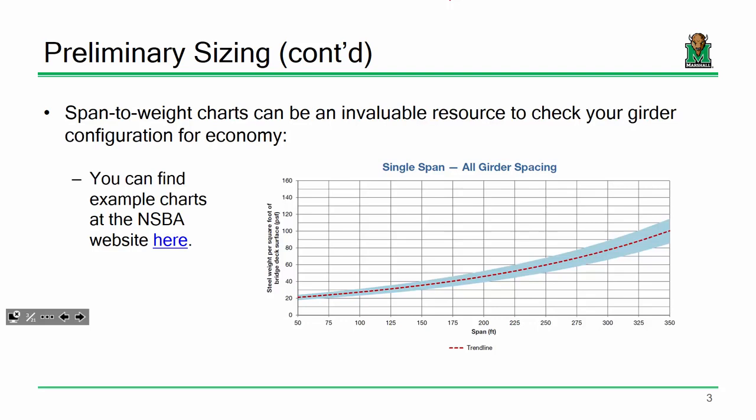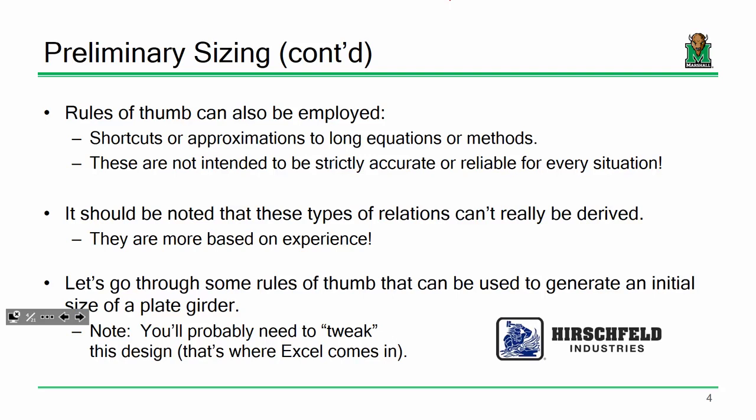Now, let me be clear, okay? Rules of thumb are approximations. They're shortcuts. They're tricks, okay? This is not the final answer, and that's really important. I'm going to get you a starting size for your girder, but it's not the final answer. Another point about these rules of thumb, a lot of them can't really be derived. You can't set up some big differential equation and solve for x and get these limits. That's not what they are, okay? They're based on experience. They're based off of designing hundreds of bridges, and here's what works, here's what doesn't, okay?